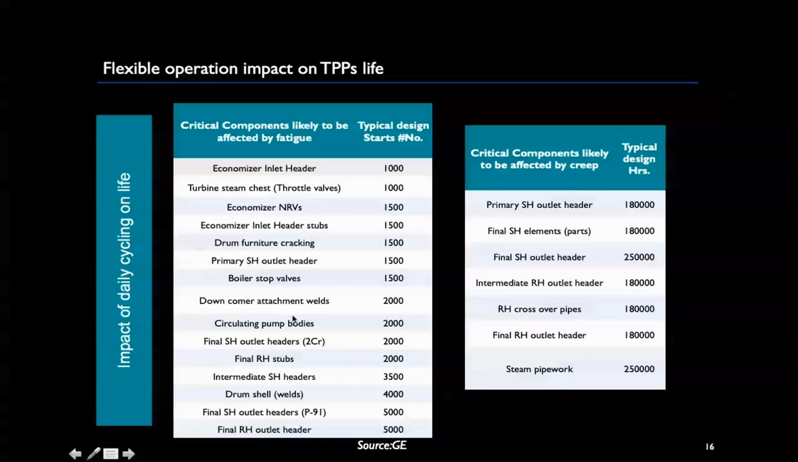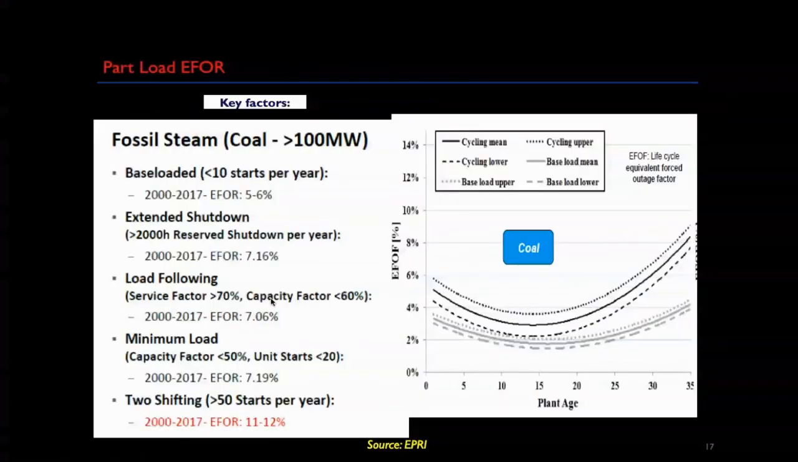This is another slide from EPRI, flexible operation over a long time. So you see that there's an increase in EFOR, meaning equivalent forced outage rate. EFOR means your partial loss plus forced outage, what we consider in India. Because in India, we consider these separately, forced outage as separate. When the unit is under extended shutdown, this is 6%.